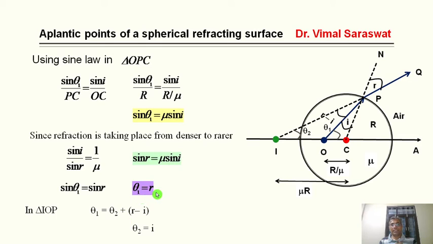But theta 1 equal to R. So if we substitute theta 1 as R, then R and R will be cancelled out. So theta 2 minus I equal to 0, or theta 2 equal to I. So theta 1 equal to R and theta 2 equal to I.